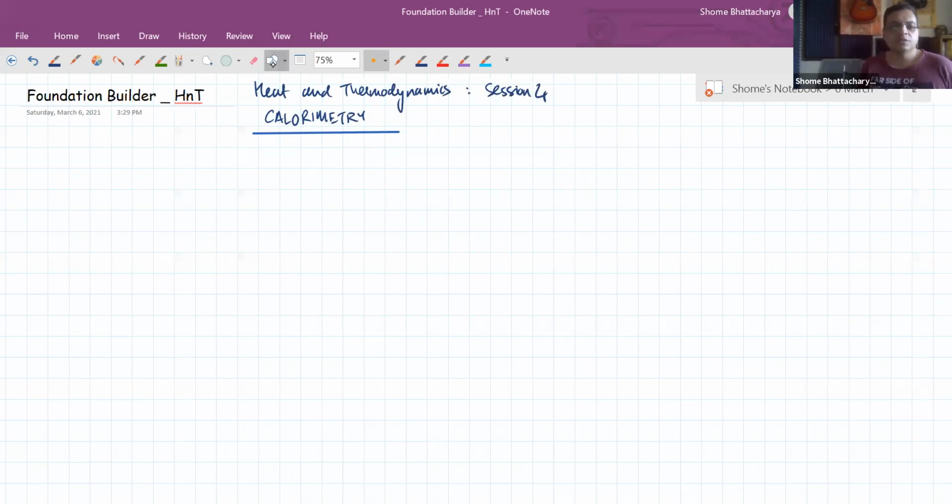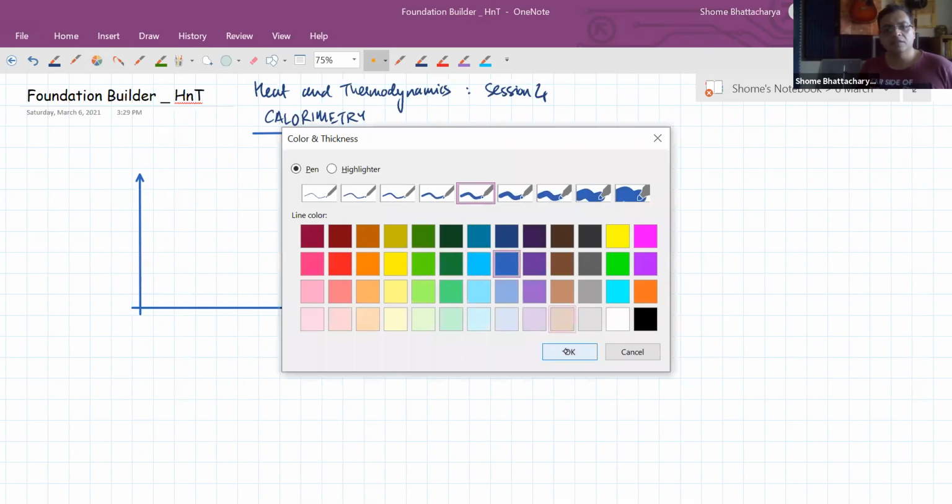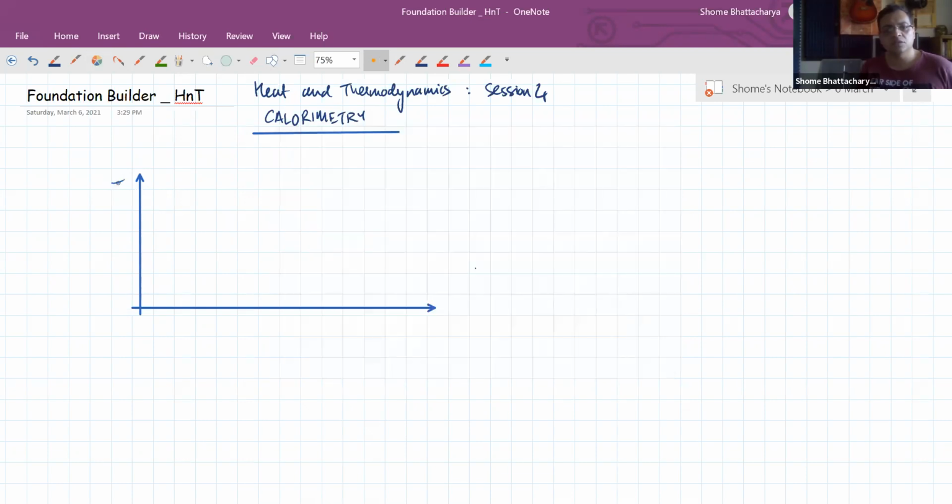So last time in calorimetry, what we had understood is that if we look at the graph of temperature versus heat supplied to a material, while it is undergoing such a change wherein only its temperature is changing, its state is not changing, this is the type of graph that we get. That is, heat supplied is directly proportional to temperature change.